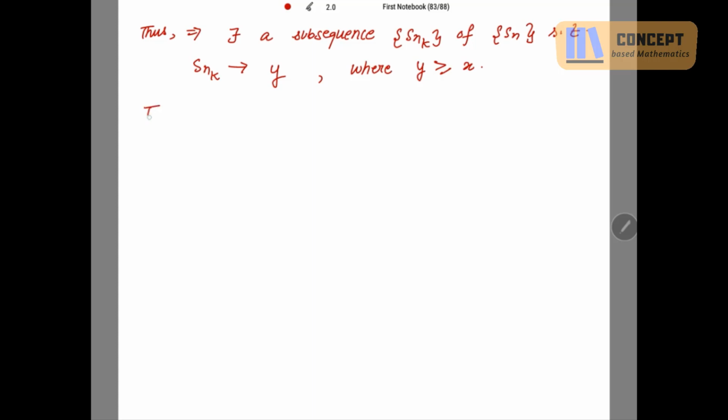Thus, if this subsequence is converging to Y, this Y will belong to the set of subsequential limits. This Y is the subsequential limit. So Y is belonging to E, right? And also this Y is greater than or equal to X. Further, it is also given that X is greater than S star, right? Which is a contradiction. Why?